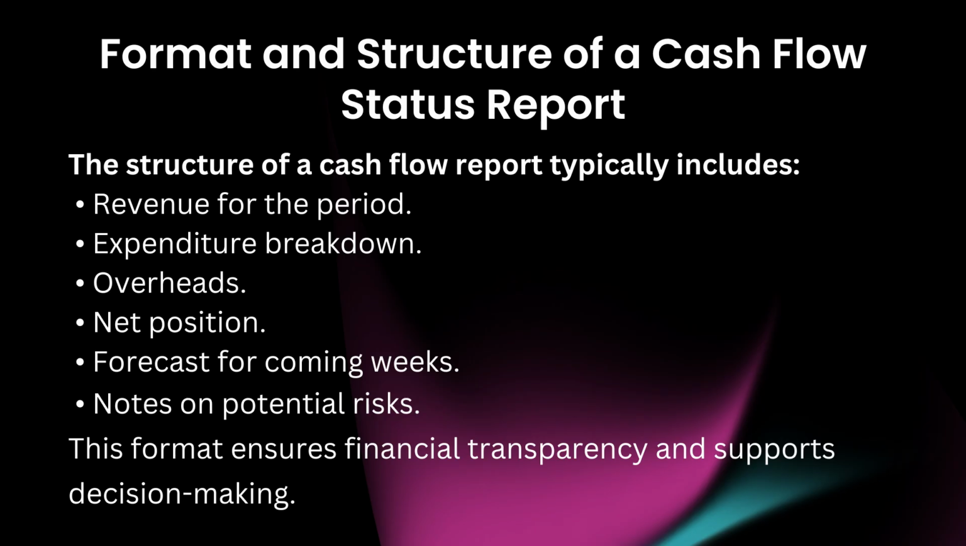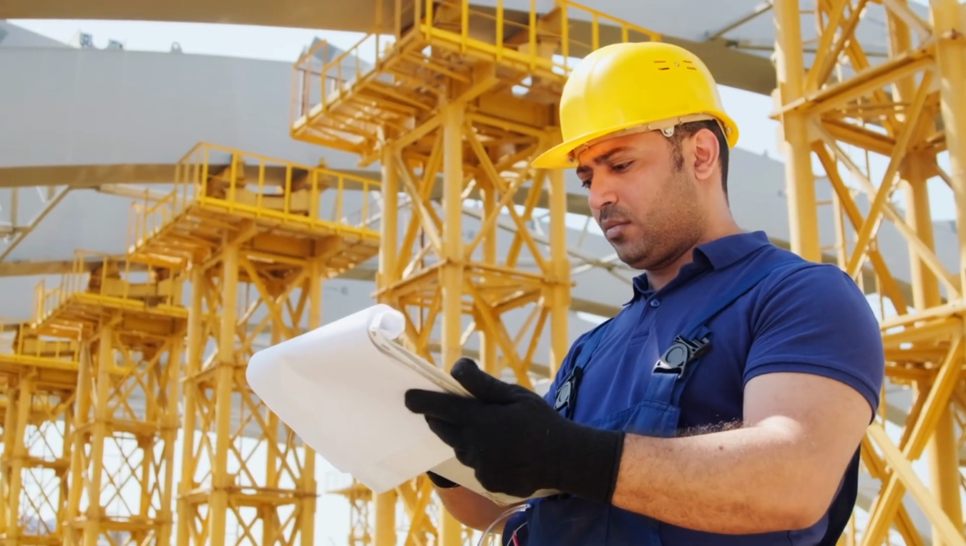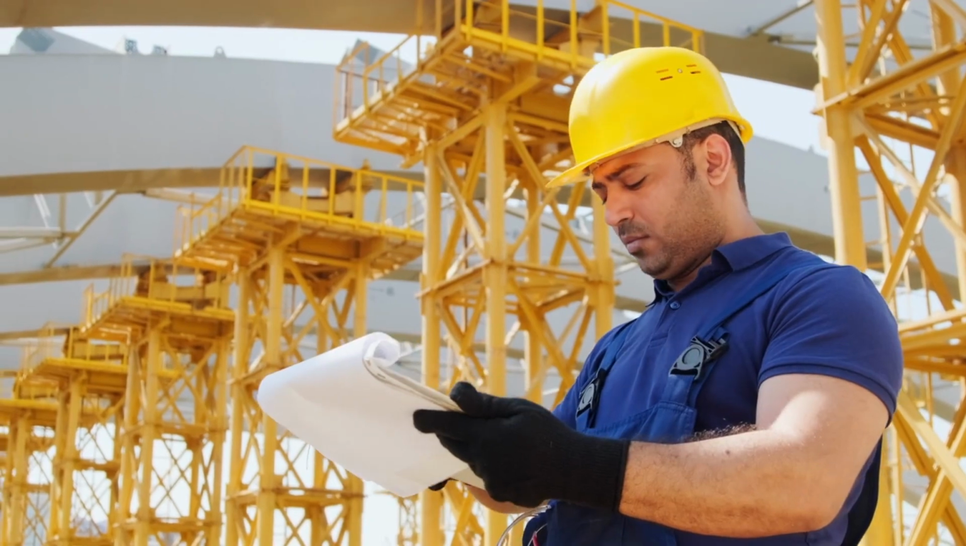Format and structure of a cash flow status report. The structure of a cash flow report typically includes revenue for the period, expenditure breakdown, overheads, net position, forecast for coming weeks, and notes on potential risks. This format ensures financial transparency and supports decision-making.